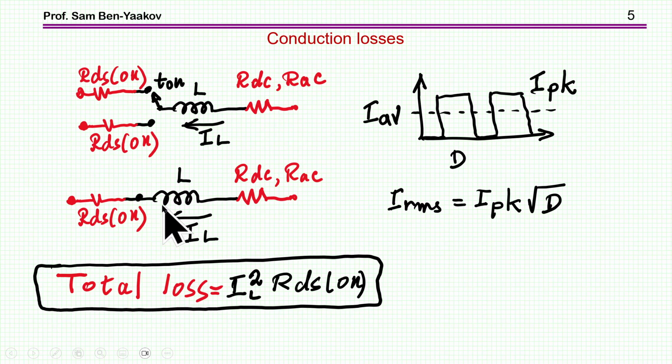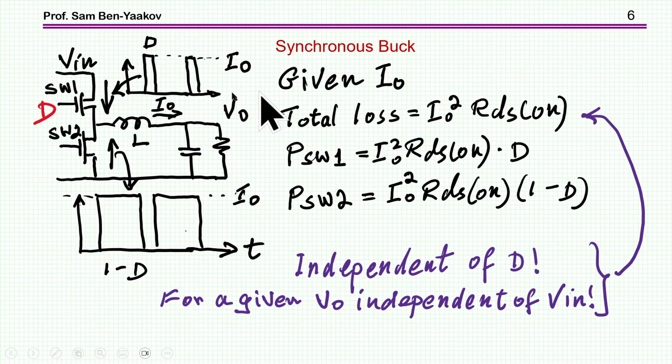So therefore, the losses due to this RDS(on) and the inductor current are I squared RDS(on). This is the total conduction loss of the switches. Now, these losses are distributed between the two switches according to the duty cycle. We'll see it in a minute. So let's have a look at the synchronous buck. Here are the two switches, the inductor.